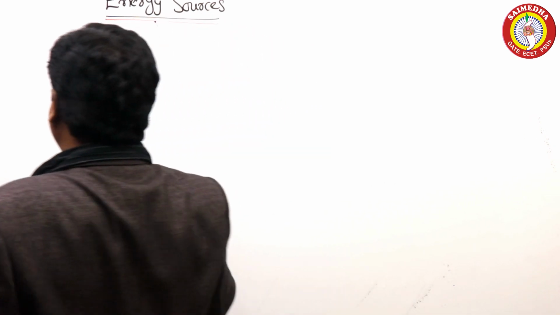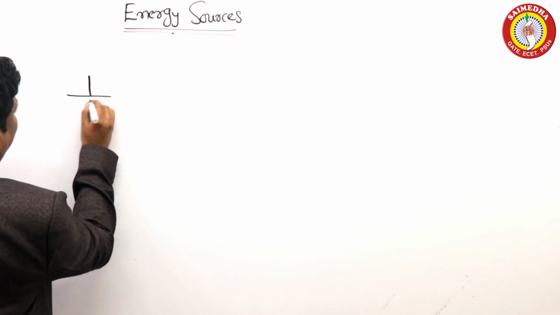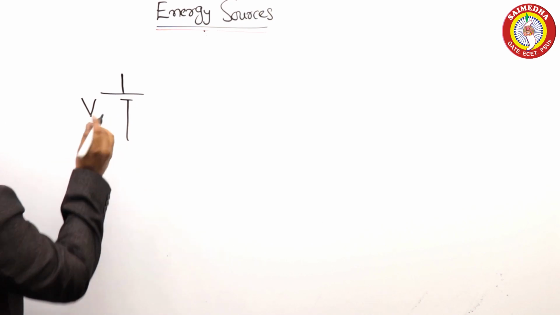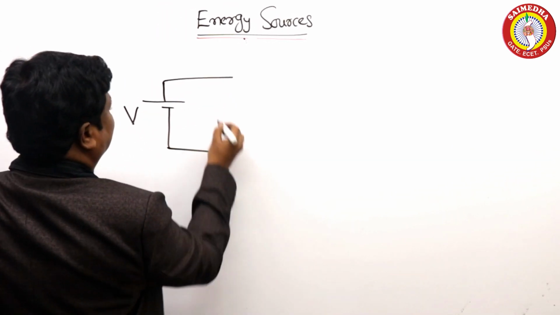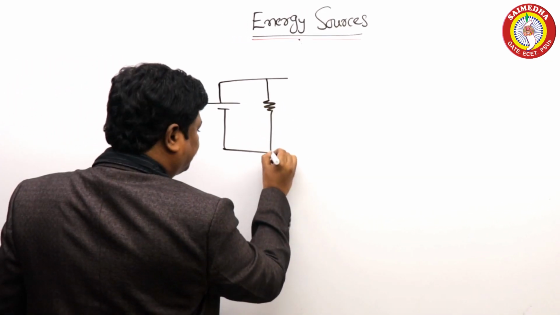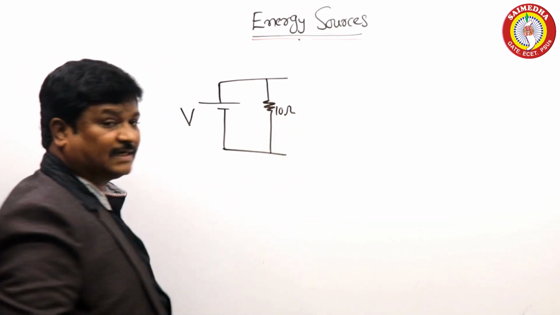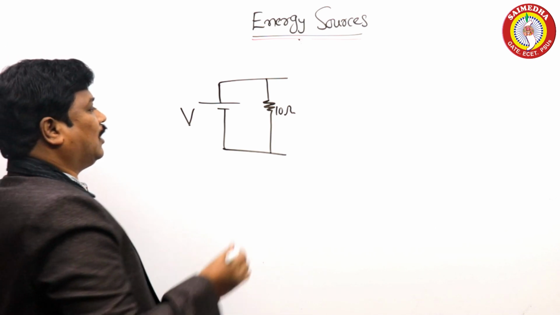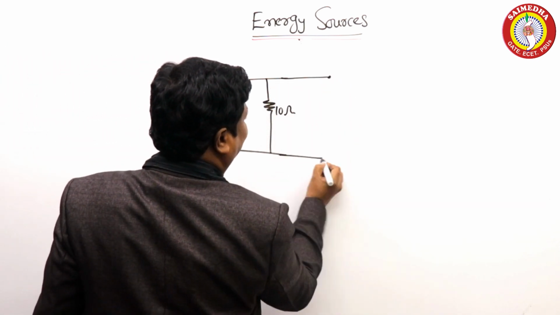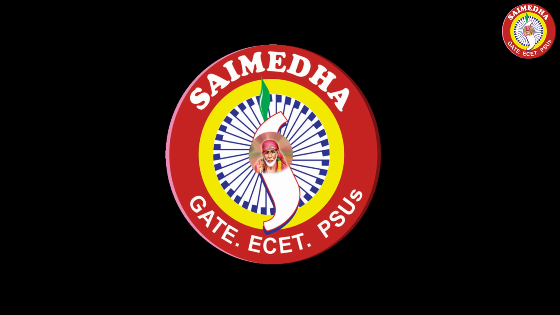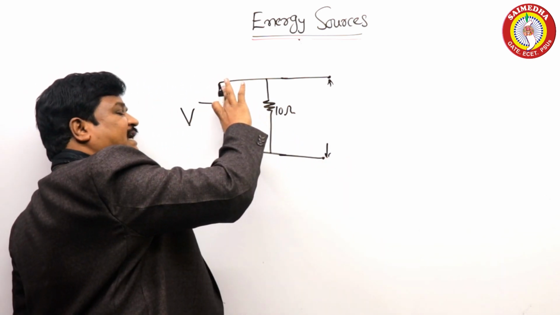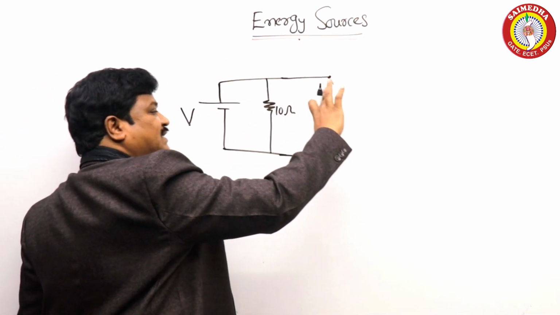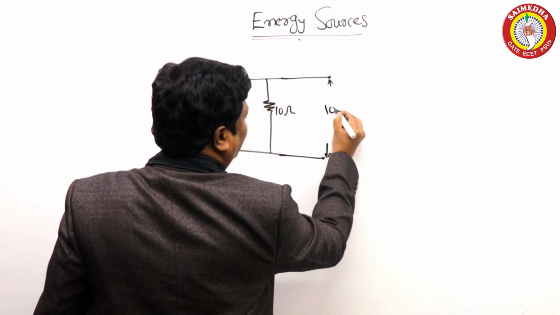Now you see what is the question I have given. This is an ideal voltage source with no internal resistance. It has some resistance of 10 ohms here. Now what is the voltage across these terminals? Whatever the voltage is here, the same voltage will appear here. It is 10 volts only.